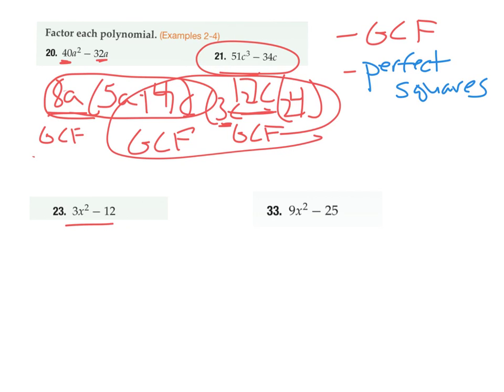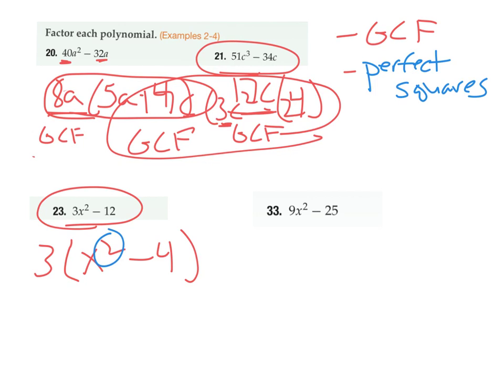Now let's look at this next one right here. Greatest common factor between those two terms is 3, because that's what's common. There's no x in the other term, so I divide 3 into this. When I divide, I get x minus 4. So here's another example where we have a square. Right here, we have a square. Because of that, I need to check if I have perfect squares.